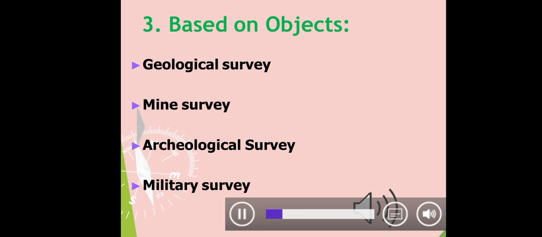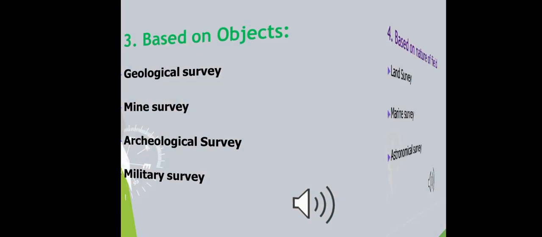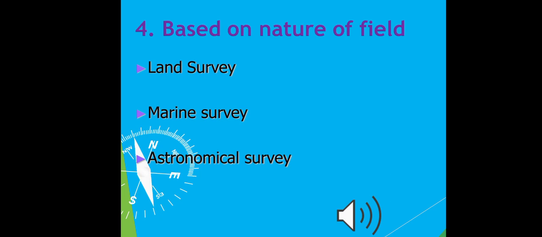In this slide, I will focus on another secondary classification of surveying. Based on objects, these are geological survey, mine survey, archaeological survey, and military survey. Based on nature of field, secondary classification of surveying are of 3 types. Number 1, land survey. Number 2, marine survey. Number 3, astronomical survey.